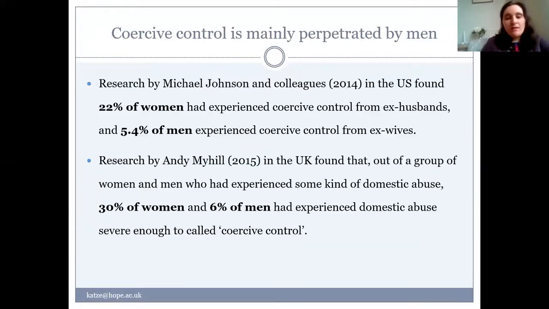This is a phenomenon mainly perpetrated by men. Research by Michael Johnson and colleagues in the US found that 22% of women had experienced coercive control from ex-husbands, and 5.4% of men had experienced coercive control from ex-wives. Research by Andy Myhill in the UK found that out of a group of women and men who'd experienced some kind of domestic abuse, something abusive had happened in their relationship, 30% of those women and 6% of those men had experienced something severe enough to be called coercive control. Something that made them fearful, that made them feel belittled, that was really serious and severe.